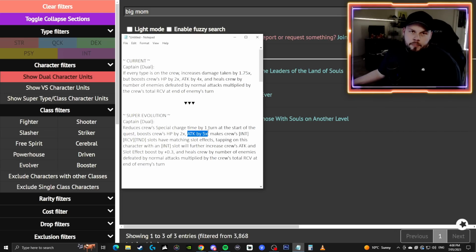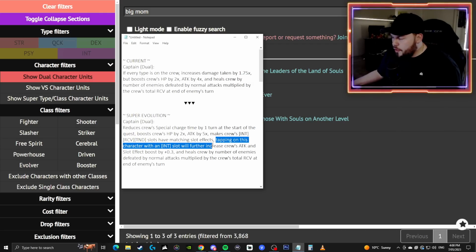And a 5x attack boosting captain, and then making INT, recovery and tandem slots beneficial. I'm assuming that the character is not going to change color, so I'd say making INT slots beneficial, and then also recovery and tandem, because this character is still focused around recovery at the end of the day. So if you can make recovery slots matching, that would be cool. And also make tandem slots matching, due to the fact that so many characters are releasing with super tandem, it would make sense. Tapping on this character with an INT slot will further boost the crew's attack and orb boost by +0.3.